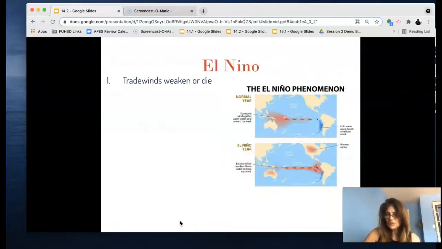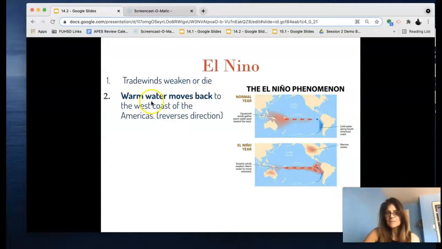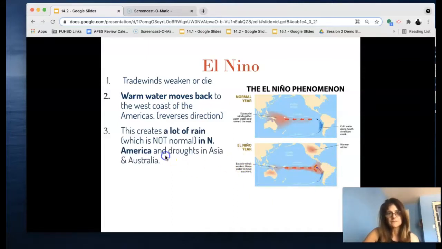In an El Nino year, these trade winds weaken or completely die off. And that means the warm water reverses directions. It starts moving not towards Southeast Asia and Australia, but away from those areas, back towards Northern and Southern Americas.